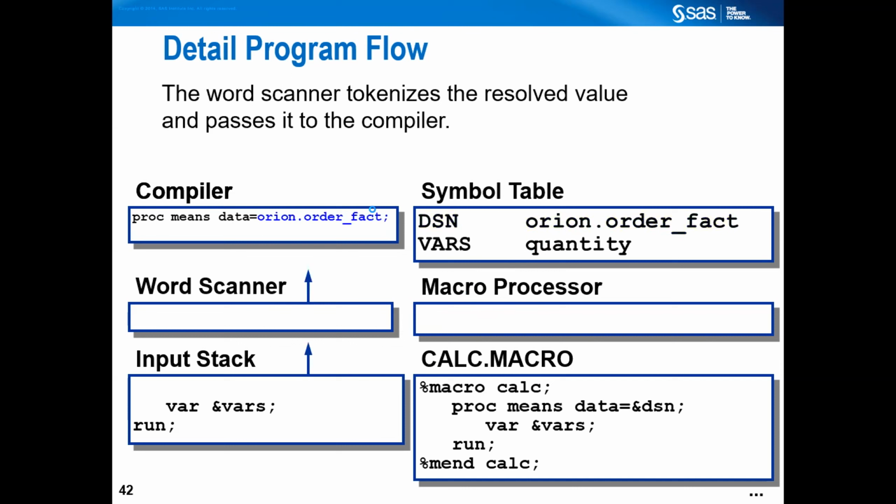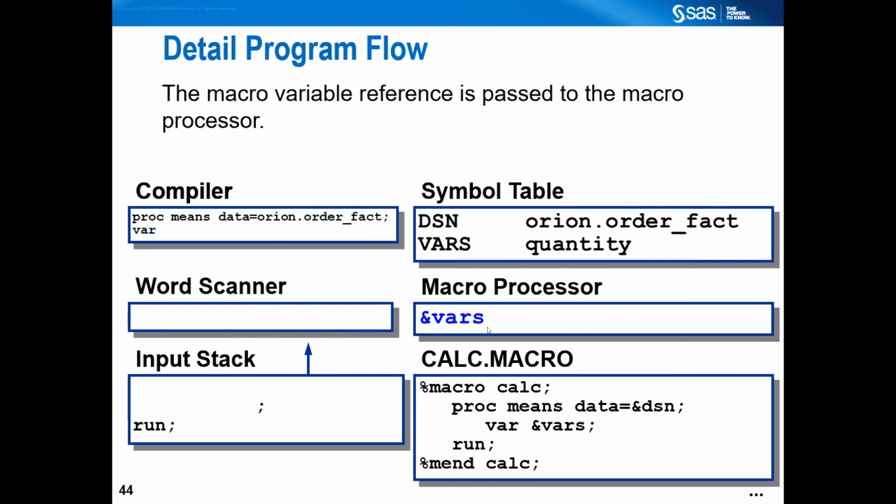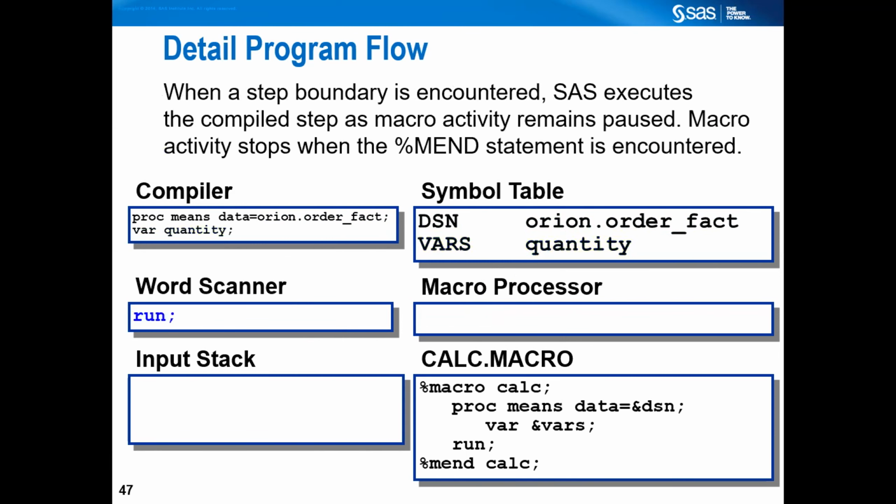Same with vars. So it consists of the macro trigger &vars. It looks into the global symbol table, resolves it into your input stack. From there, it goes to scanning of words and then compilation. And this is where it ends your statement.